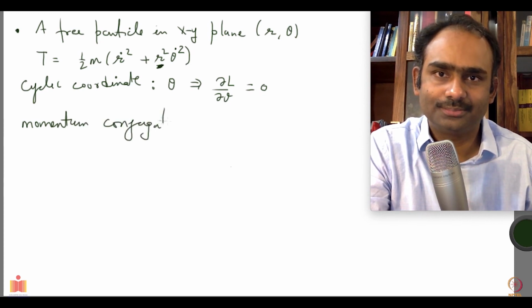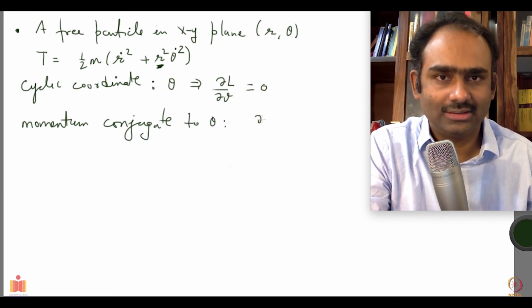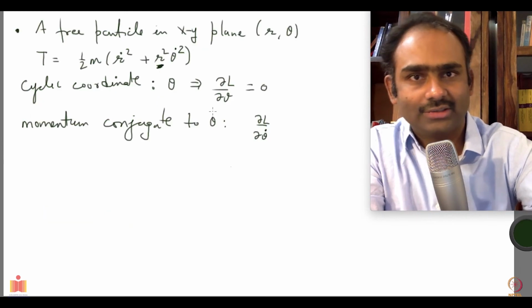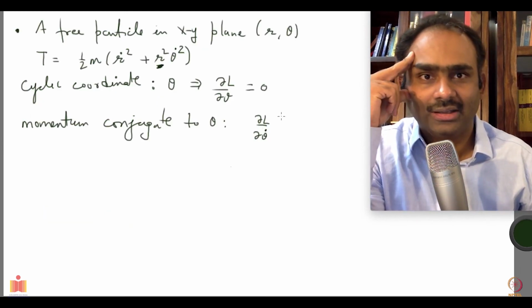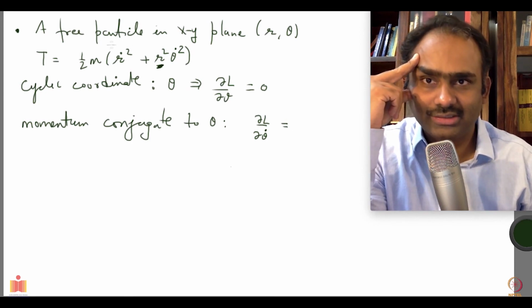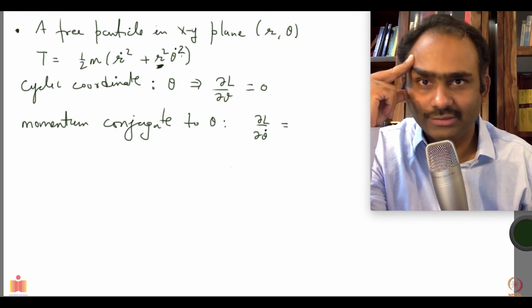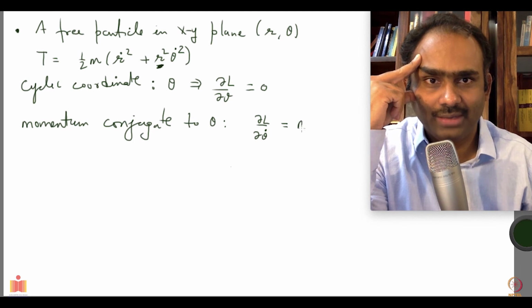The momentum conjugate to theta is del L over del theta dot, that is, del L over del q alpha dot with q alpha being theta now. So this term is gone, giving 0. This term gives half m times r square, and theta dot square, when you take the derivative, gives 2 theta dot. So you get m r square theta dot.